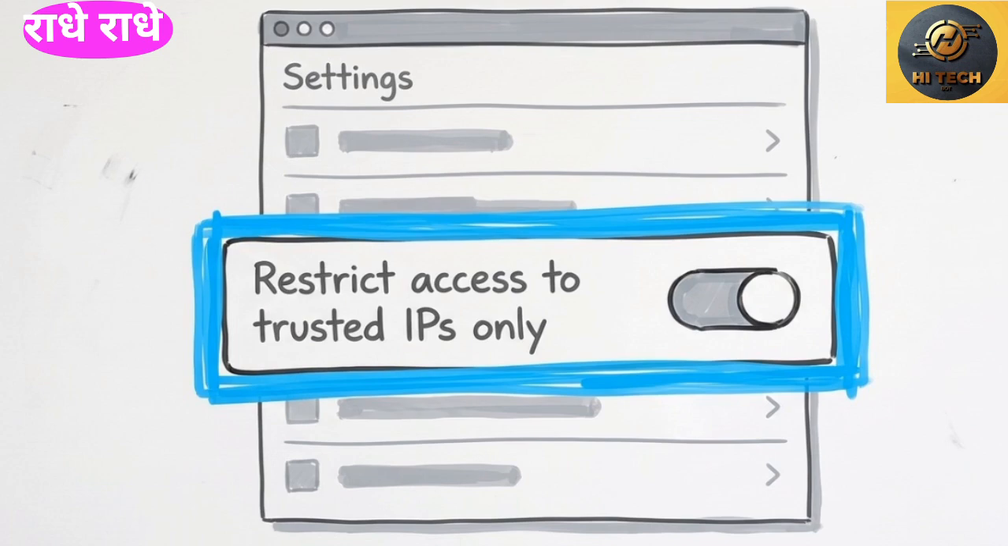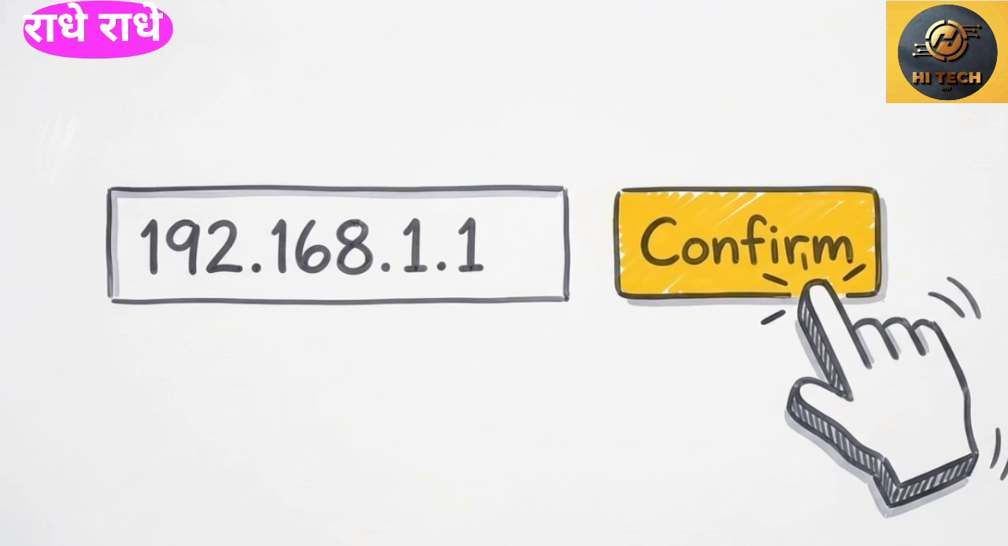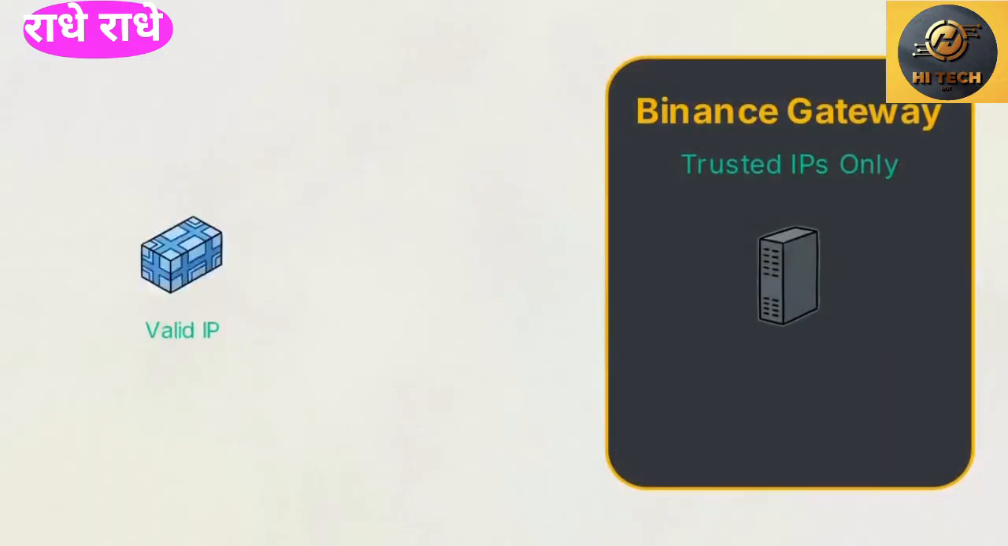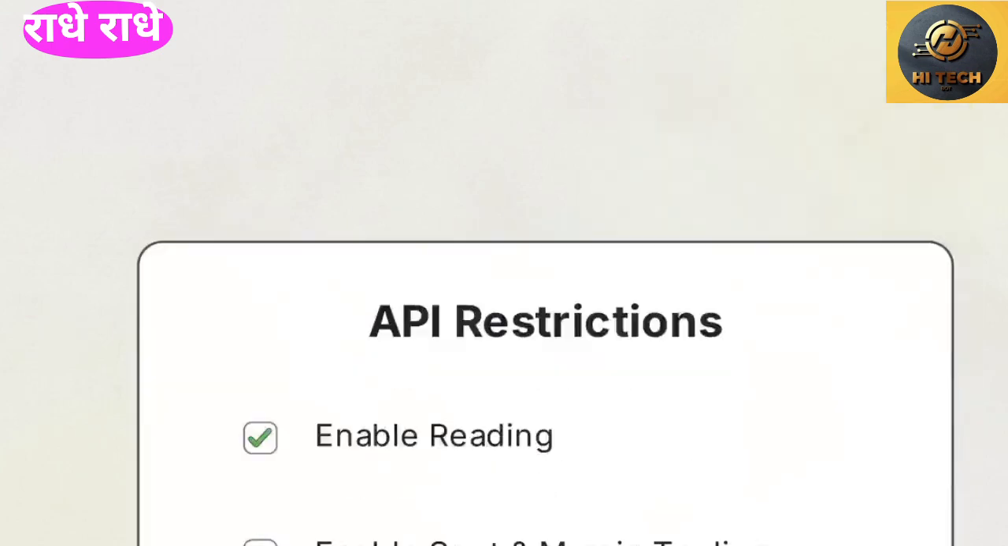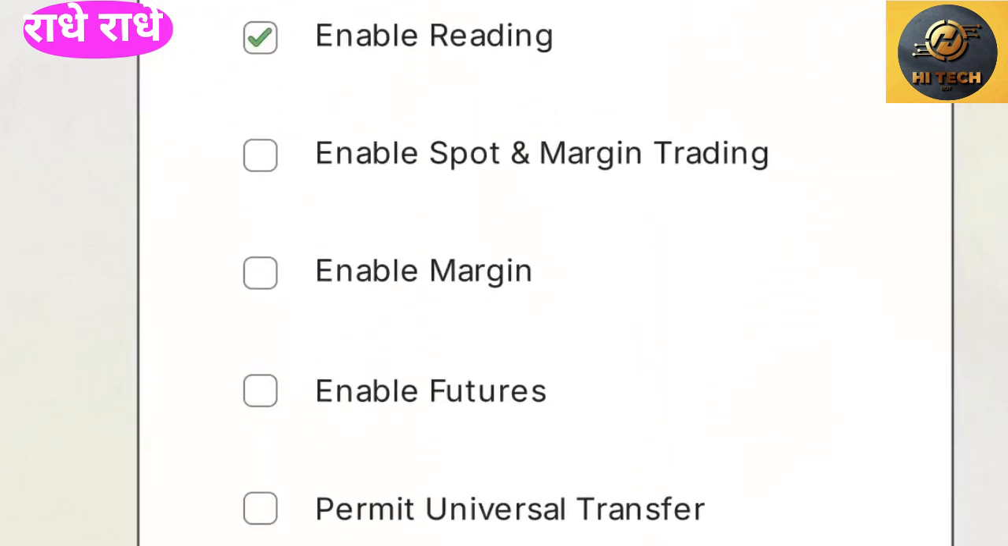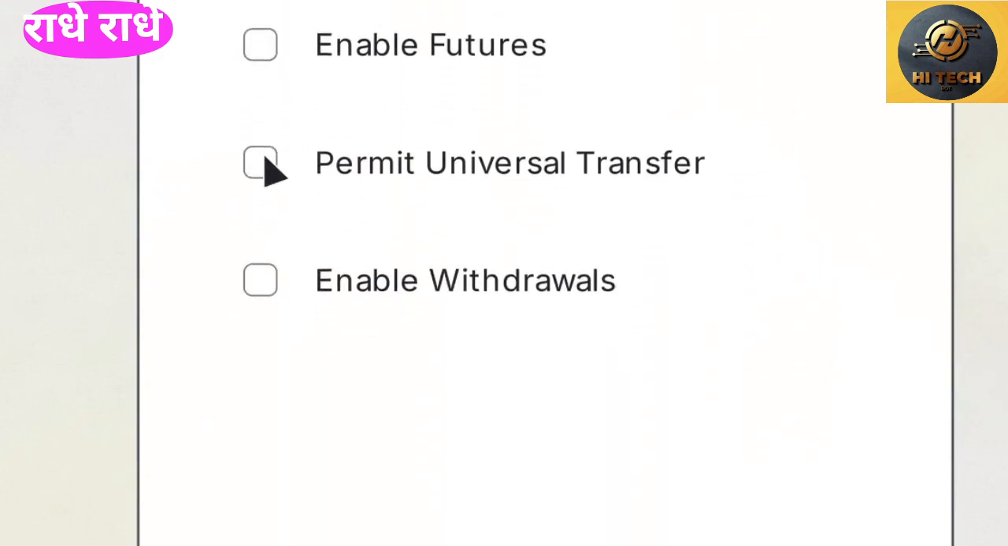Scroll down and select the option that says Restrict Access to Trusted IPs Only. Paste the IP address we copied from the bot earlier into this field and confirm. This ensures Binance will only accept commands coming directly from your specific bot. Look closely at this permission list. You need to click the box next to Enable Spot and Margin Trading, so the bot can actually execute orders.